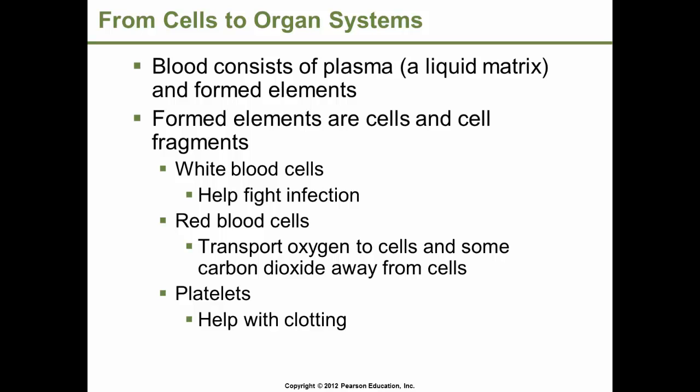You have the white blood cells, which help in the immune system and fight infection. The red blood cells contain hemoglobin, which is responsible for transporting oxygen to cells, as well as carrying some of the carbon dioxide away from cells. The carbon dioxide is the byproduct waste of cellular respiration. Blood also contains platelets, which help with the clotting process.